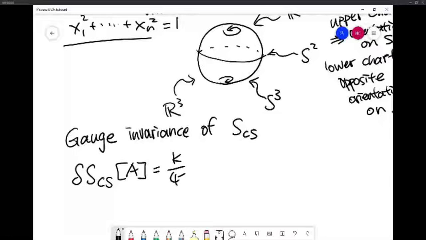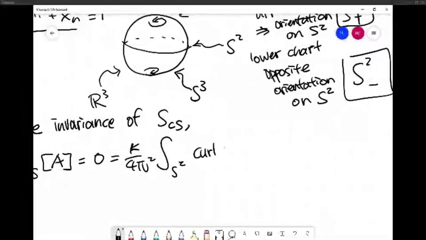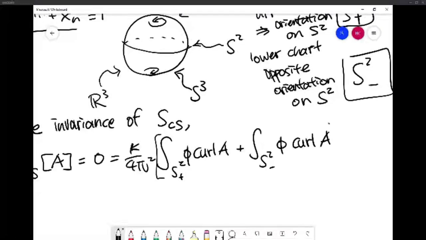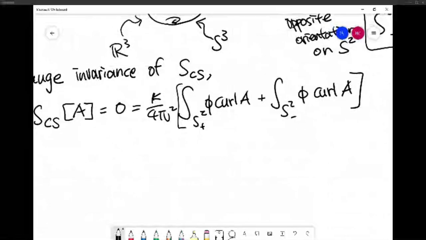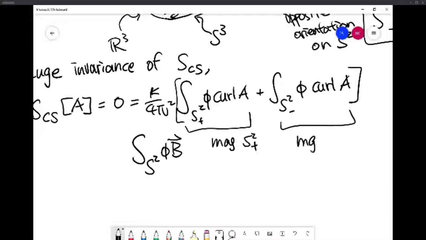And of course, if you want to enforce that this thing is zero, which is the gauge invariance of the Chern-Simons action, you have to make sure that S2 of the curl of A times phi plus S2 minus phi curl of A is zero. But how do you enforce that, right? So thing is, the curl of A is just the magnetic field, phi times the magnetic field. So you have the magnetic flux on S2 plus, and you have the magnetic flux on S2 minus.